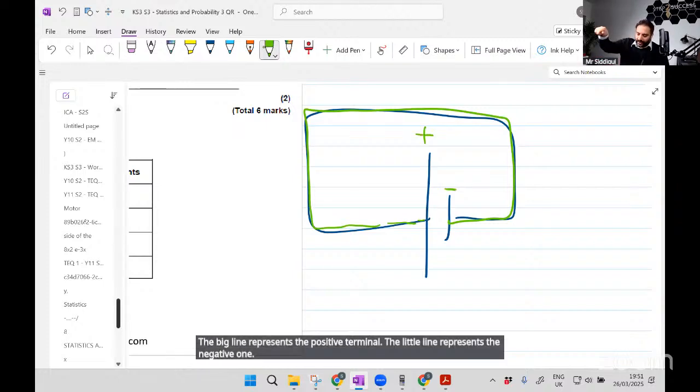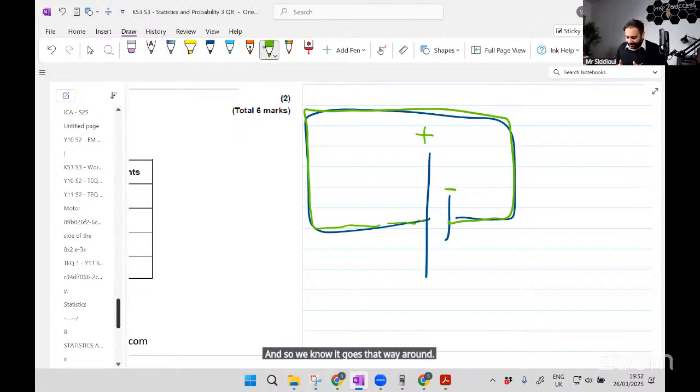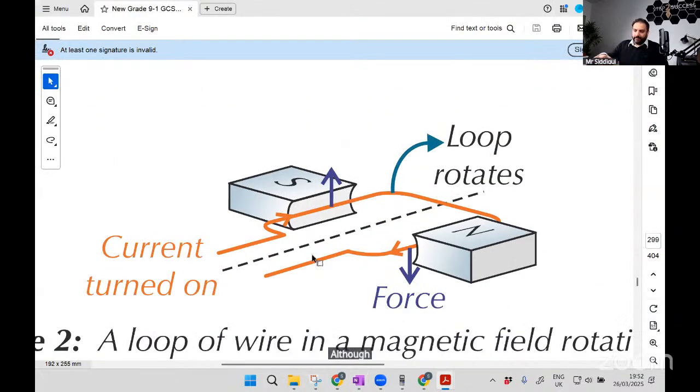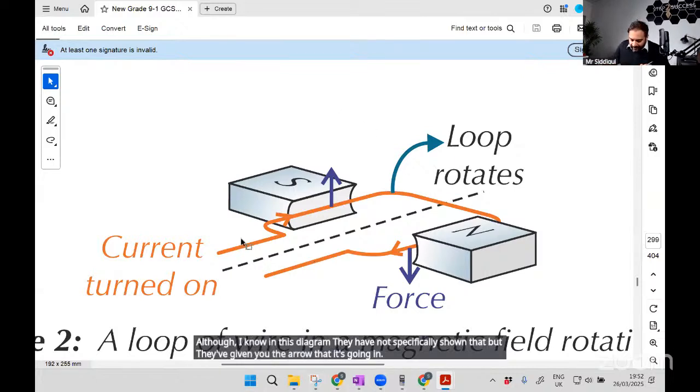And so we know it goes that way around this circuit, so this way. So yes, it is always positive to negative. That is always the direction. Although I know in this diagram they have not specifically shown that, but they've given you the arrow that it's going in, right? So this is going in this direction and it experiences a force. And you can use Fleming's left-hand rule to check this, although I can't do it here because it's impossible for me to show you this properly.